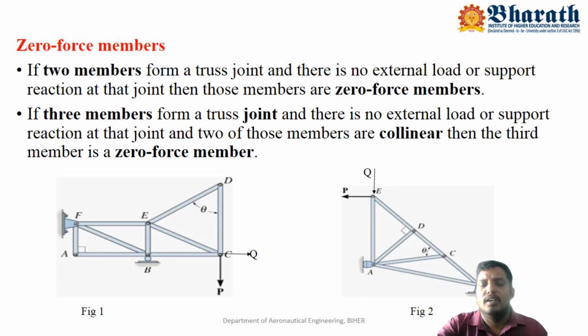Then look at figure 2. If we consider joint D, there we connected 3 members, and there is no external loading as well as no reactive force from the support. Out of these three members, members DE as well as DC are collinear. Therefore, the third member will be a zero force member. It means the force induced in member AD will be zero. In the same way, consider joint C, also connected to three members. Member AC will be a zero force member because members CD as well as CB are collinear. Therefore, the third member AC will be a zero force member.